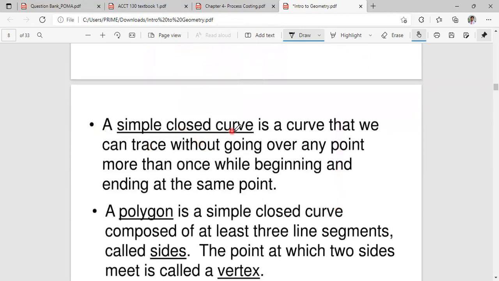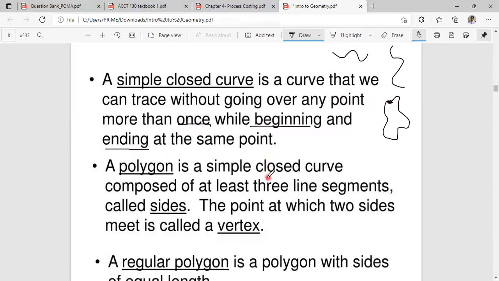Moving to the next one, we have a simple closed curve. What is a simple closed curve? You can see we have different curves. I have drawn one over here, and this is called a curve. If I close this curve in any direction, it is called a simple closed curve. It is a curve that we can trace without going over any point more than once, beginning and ending at the same point. I started from over here and the line ended over here. So we have one beginning and one ending point, but they are the same.